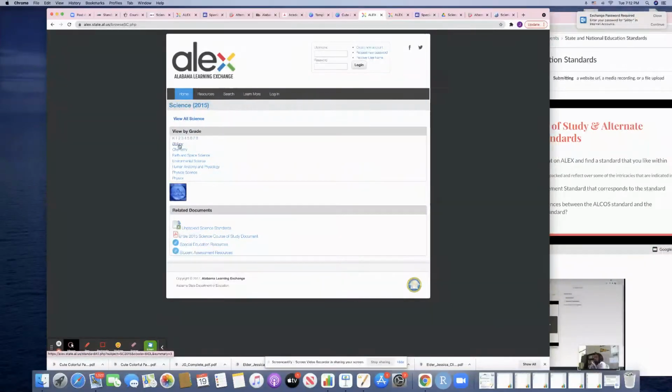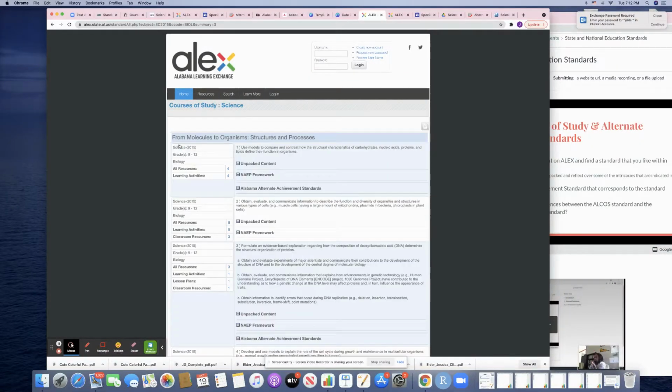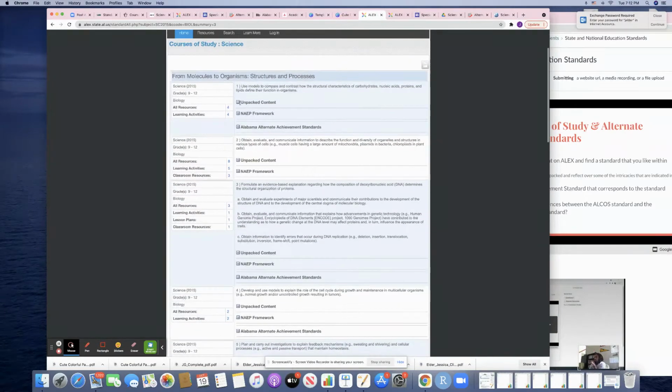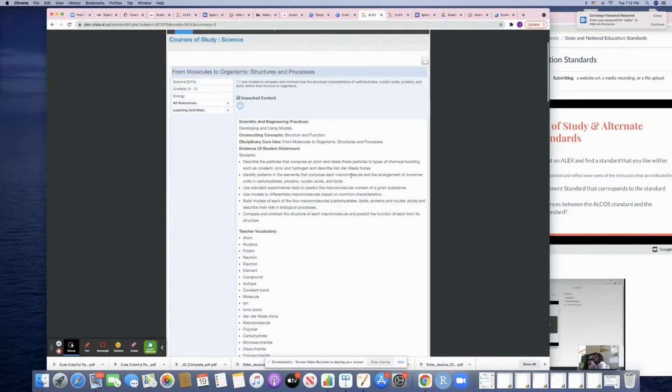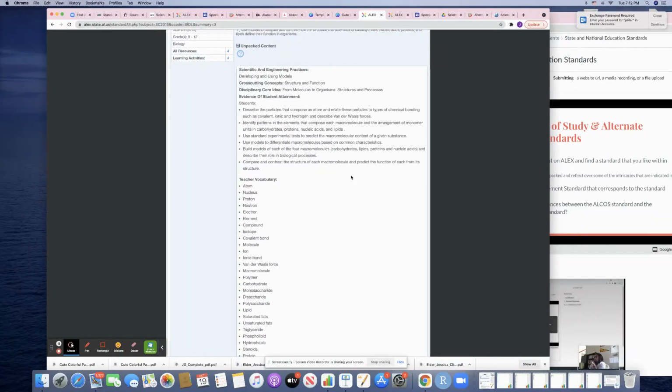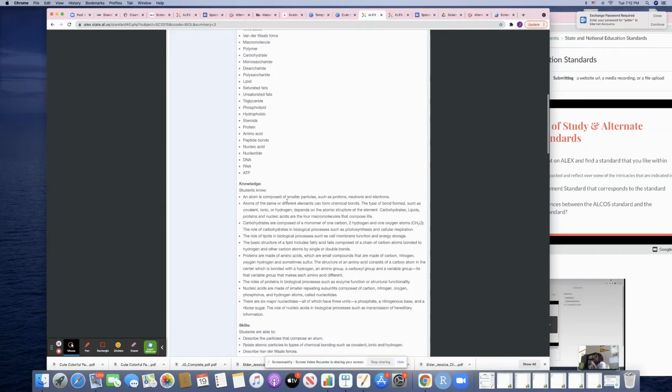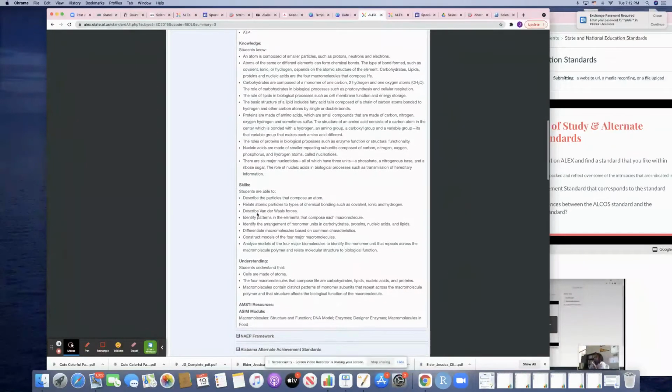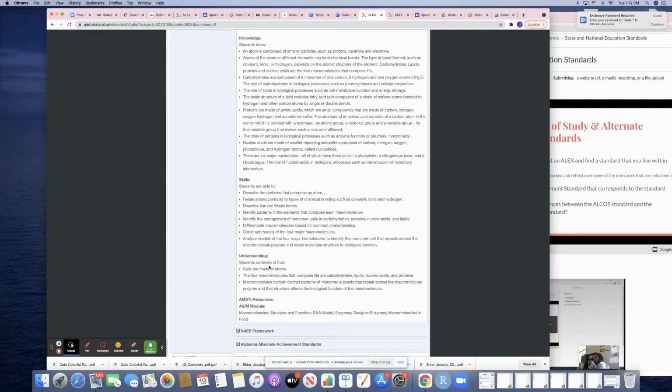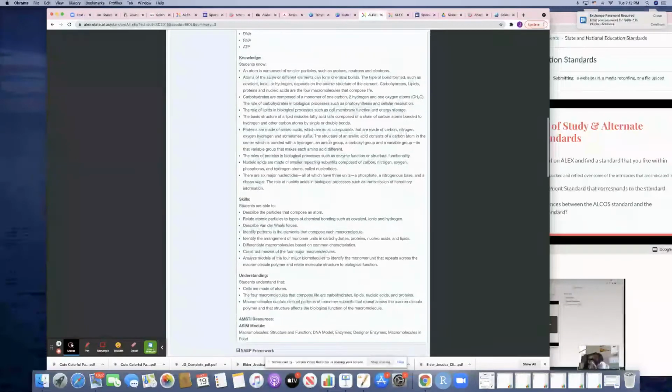And if we look at the biology page, you'll see the different standards. And if you click here for unpack content, you'll get a couple of pieces of information. You'll have the evidence of student attainment, the teacher vocab, what the students know and what the students are able to do, and what students understand. And also Alabama Science in Motion or AMSTI resources. Alabama Science in Motion is for high school and AMSTI is for middle school.